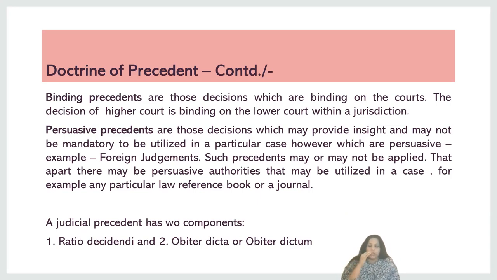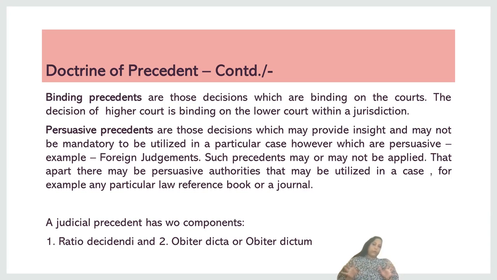Now, a judicial precedent comprises two parts. Normally, when a judgment is passed, if the lawyer wants to put it before the judge, saying that in such and such a case this was a decision, he is trying to persuade the judge to adjudicate and give a judgment in his favor. So the lawyer basically will point out the ratio decidendi of the case. What is ratio decidendi? A judicial precedent has two components: ratio decidendi and obiter dicta.